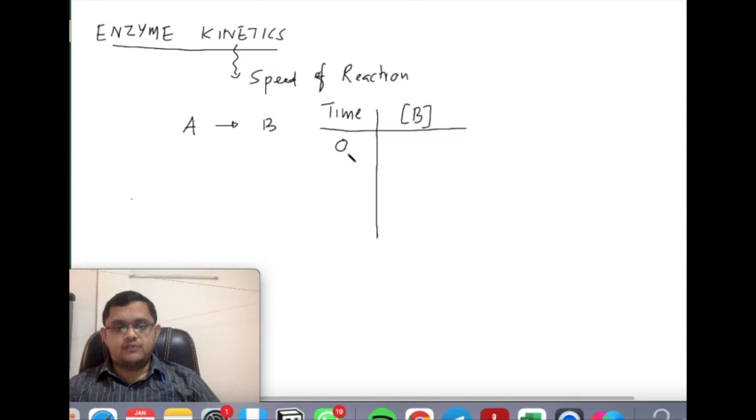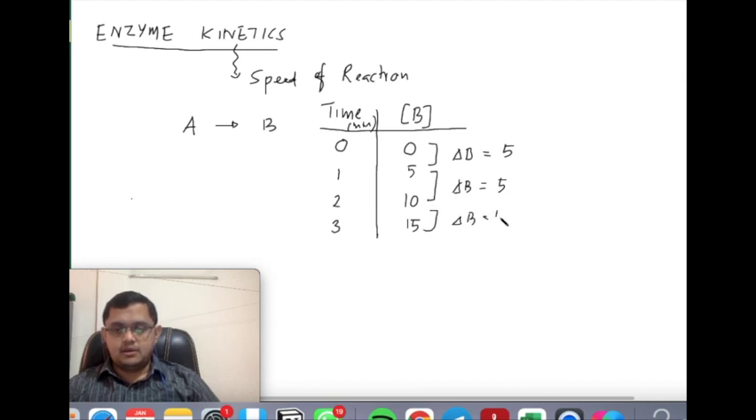Say at the start of the experiment, at 0th minute, you don't have any product. After 1 minute, your product is say 5. After the second minute, your product is 10. After the third minute, your product is 15. Now you calculate delta P, that is the change in the product concentration. This is 5. For the next minute, again delta P is 5. Again the same thing, repeating 5.